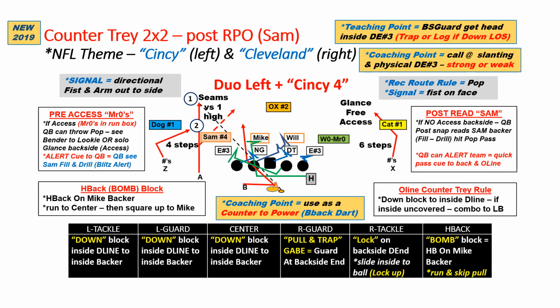Again, you can use this as your core inside gap RPO and make power the complement. It's up to you. Again, we call this Cincy to the left, Cleveland to the right. The signal now is the directional fist and arm just straight out to the side. And still action there.